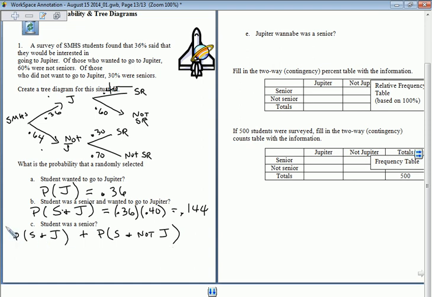Okay, so this is how we get it. I should have put the probability that they were a senior right here. Okay, so a senior and Jupiter, didn't we just do that one? 0.144. Okay, let's see if y'all can do this. A senior and not Jupiter, what is that? 0.192. Okay. 0.192. So what is the probability that they were a senior? 0.336.